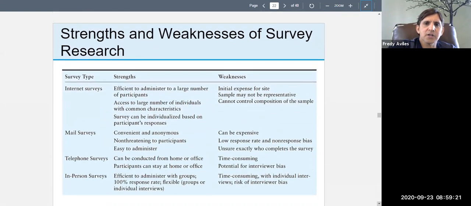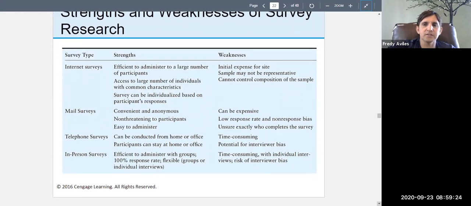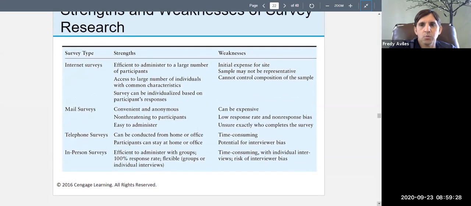And here's a review of the strengths and weaknesses of the different things we talked about. And that is where we will stop.